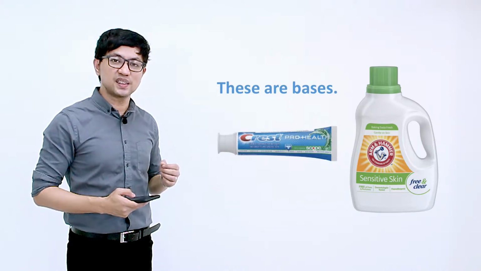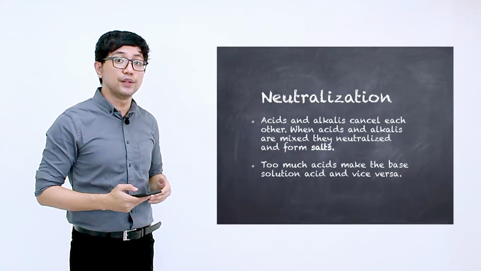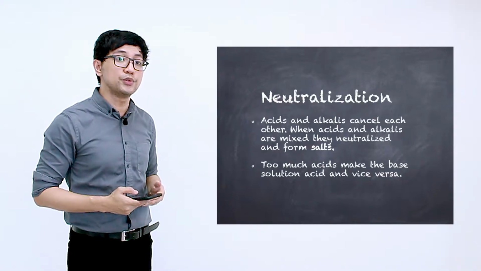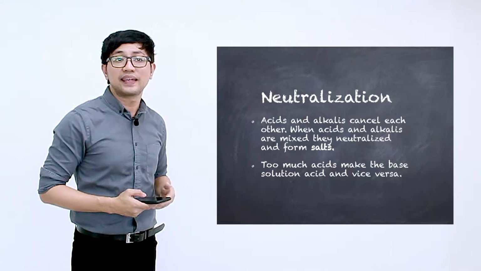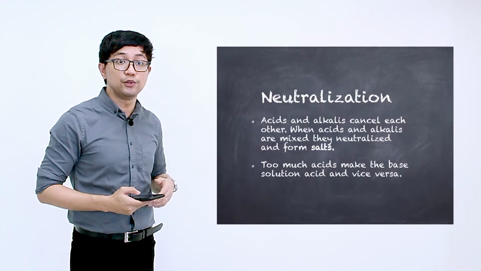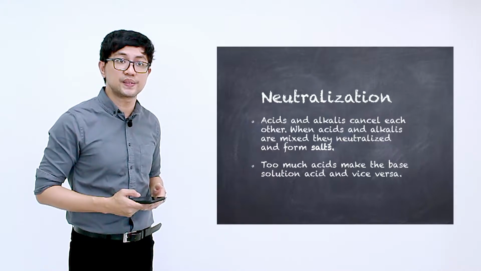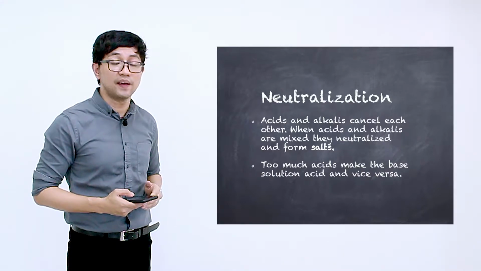Now, without testing the pH of a substance, we will be able to know whether they're acids or bases based on their physical characteristics. Adding bases and acids will result in a neutral substance. This is called the neutralization process. Acids and alkalis cancel each other. When acids and alkalis are mixed, they neutralize and form salts. Too much acid makes the base solution acidic and vice versa.